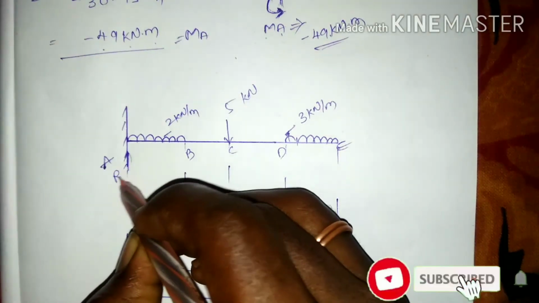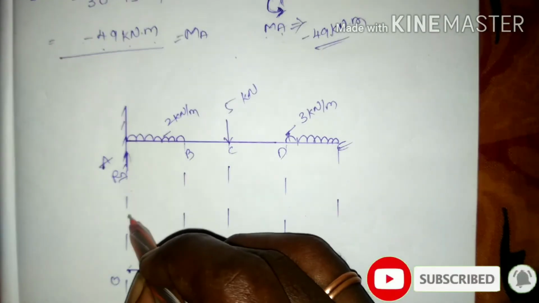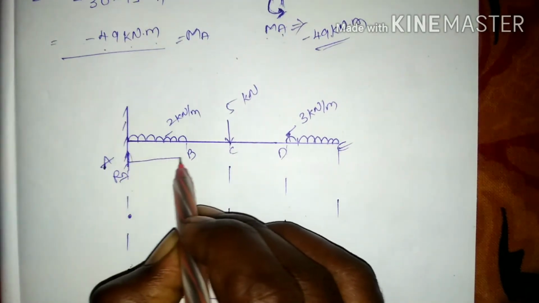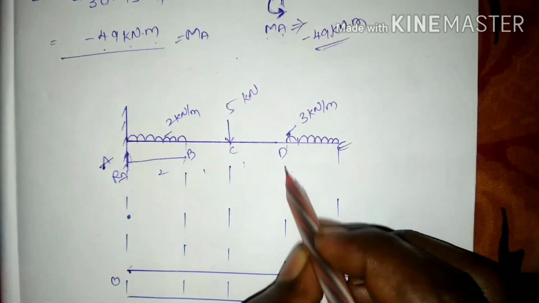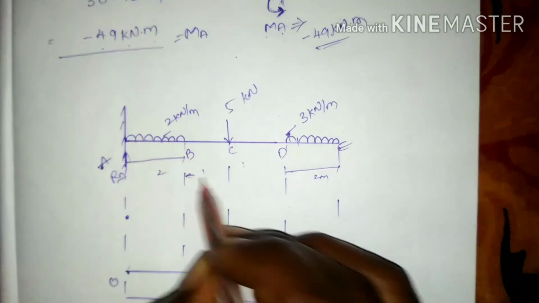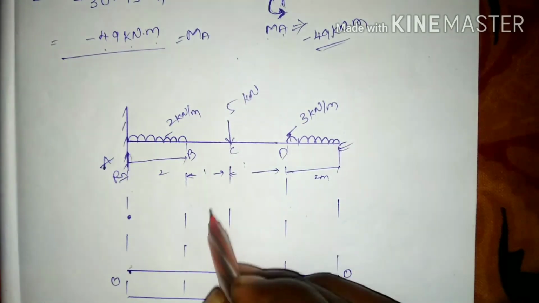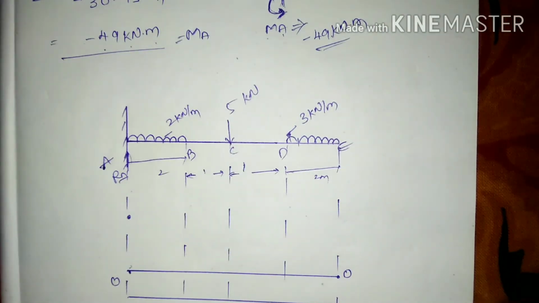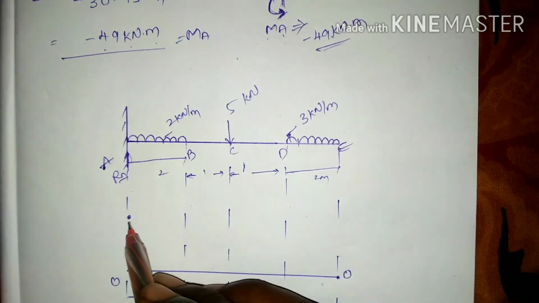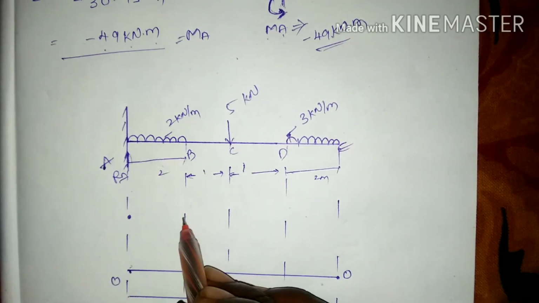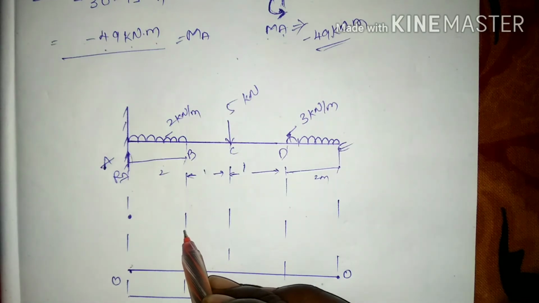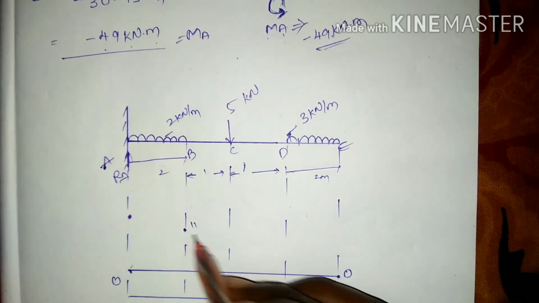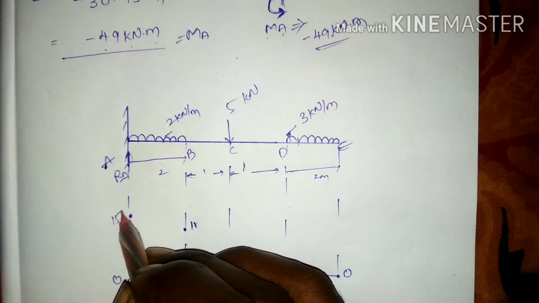Next, here we are having RA. The value of RA is 15. Let us plot a point here with the 15. The distance is 2 meters, and here also 2 meters. In the middle of the UDL, the distance of 2 meters is going to divide by the point load with 1 meter. After going to B, we are going to have a value of 11. Let us plot a point here with 11 and the 15 here.